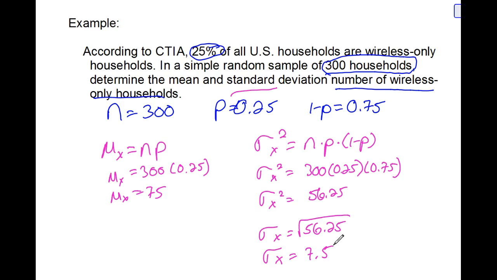So we expect that in a random sample of 300 households, 75 will be wireless-only, with a standard deviation of 7.5. So work on finding the mean, variance, and standard deviations of binomial distributions, and let me know if you have any questions.